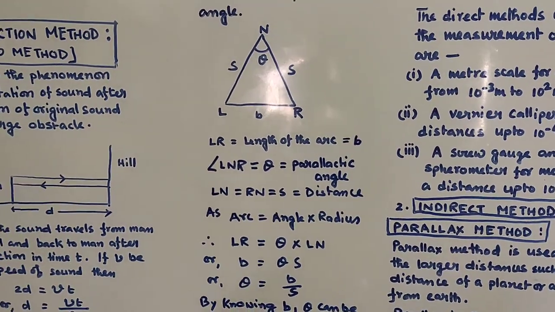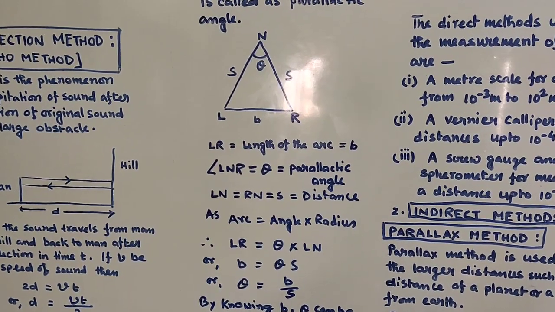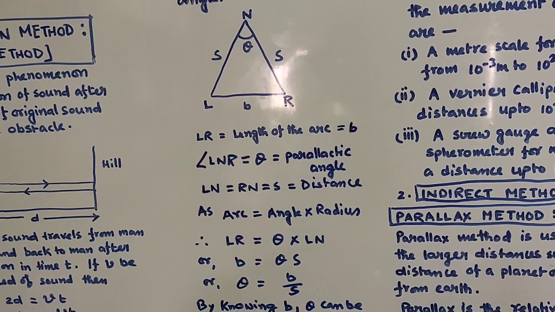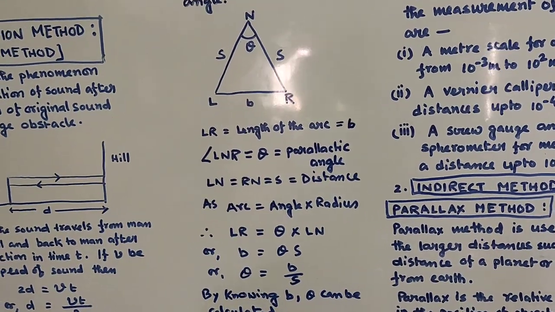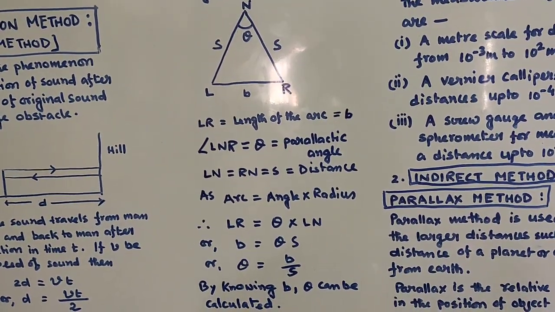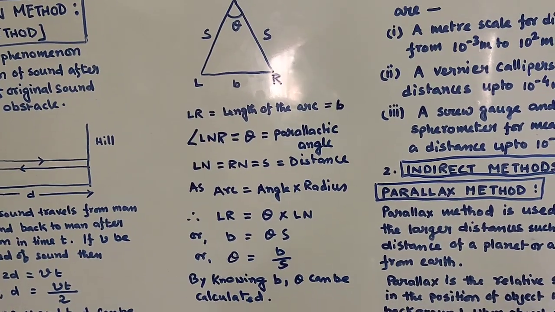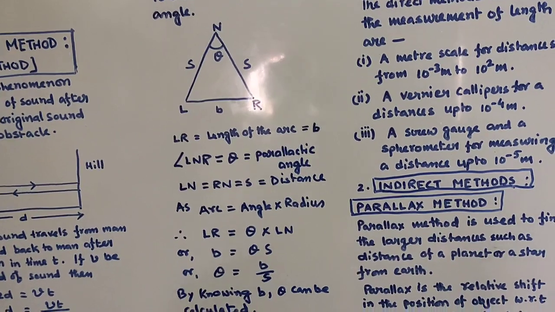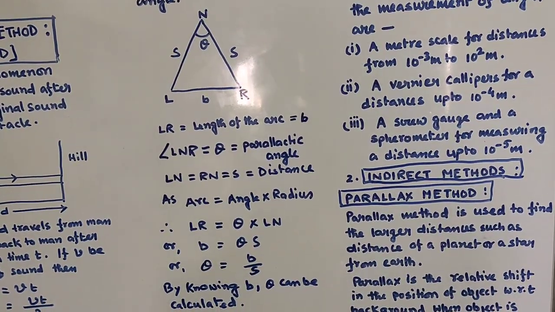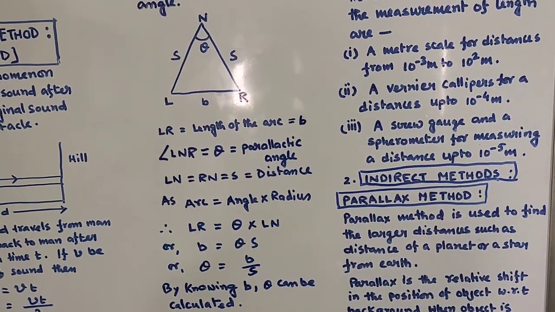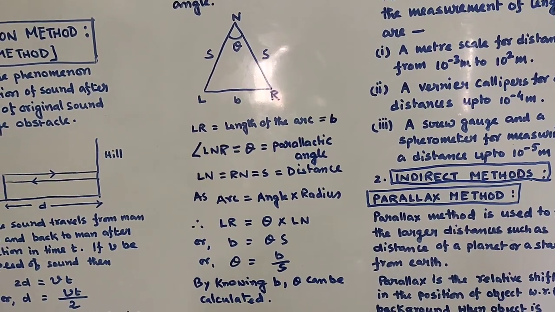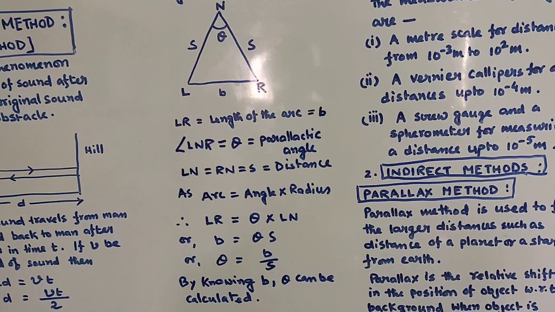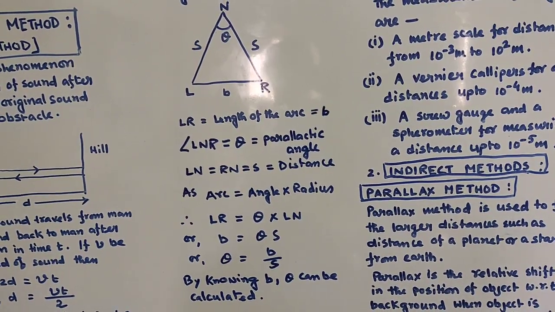Now the parallactic angle you can calculate if you know b by S. So what do you have to know? You have to know the distance between the two points of observation and the distance of the object with respect to the point of observation. If you know these, then you can calculate the parallactic angle. This formula is very important because in the next class we are going for a few numericals and we will use this formula directly. So it's b equal to theta S. Any single variable you can find by knowing the other two variables.